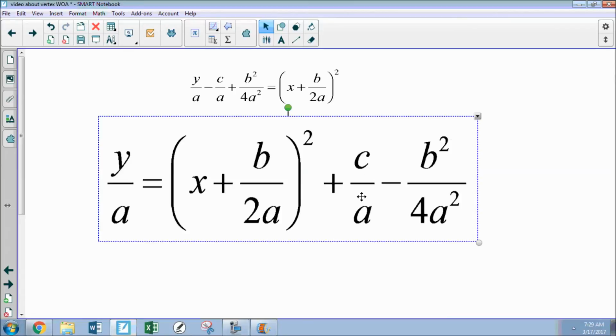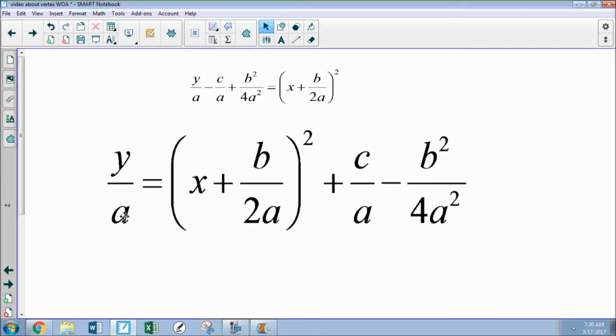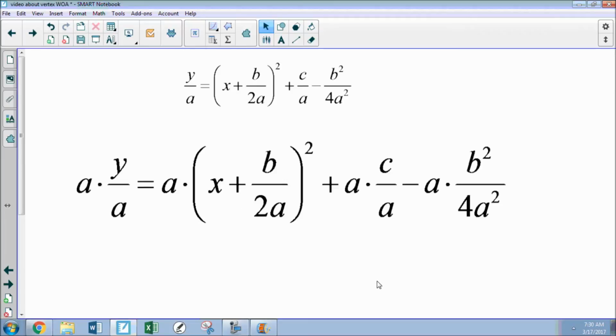So this still kind of looks messy, but that's no big deal. We know the vertex form will eventually have an x minus h squared plus some k, and we'll just have a garbage looking k. That's no big deal. Notice the left side of the equation now still has this y over a. We need the left side to just be y equals. So let's multiply both sides by a.